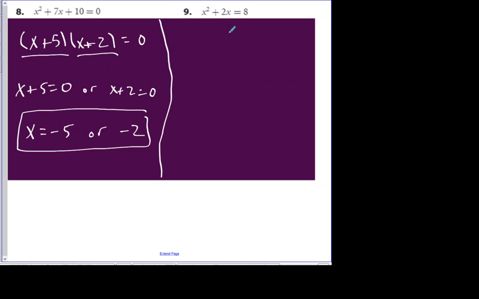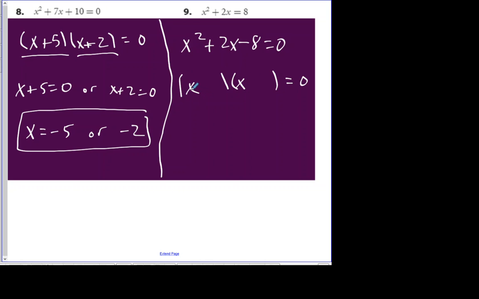So on 9, if I want to use a zero product property, what do I need to see on this equation? We need to see it equal to 0. So hopefully you would agree the first step would be to subtract 8 from both sides. So that's going to leave us with x squared plus 2x minus 8 equals 0. Now that we've got a trinomial, think about factoring. I have a minus at the end, so I know one of them is going to have to be plus, one's going to have to be minus. These have to be x and x. What are factors of negative 8 that will give us a sum of 2?